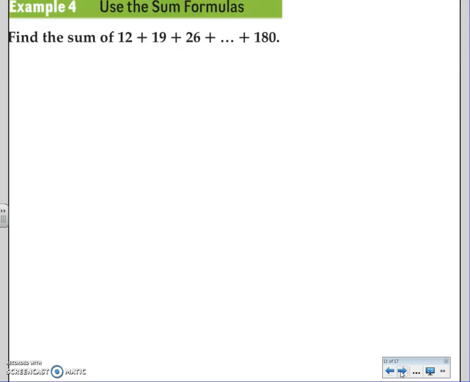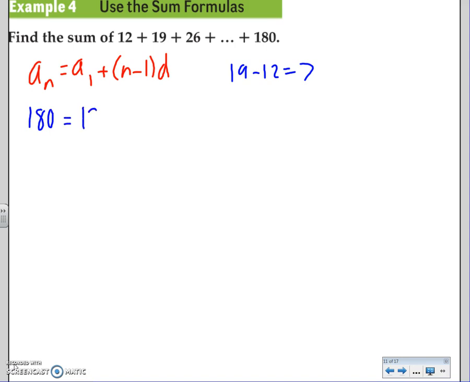Alright, so use the sum formulas. Find the sum of 12 plus 19 plus 26 plus and so on, all the way to 180. So first off, we figure out how many terms there are to go from 12 all the way to 180, and we can use that formula from before. Remember, a sub n equals a sub 1 plus n minus 1 times d. Well, we gotta know what d is, so let's find the common difference real fast. 19 minus 12 is 7, so we're adding 7. So I'm gonna plug that in. Our last term, a sub n, is 180 equals 12 plus, we don't know n, minus 1 times 7.